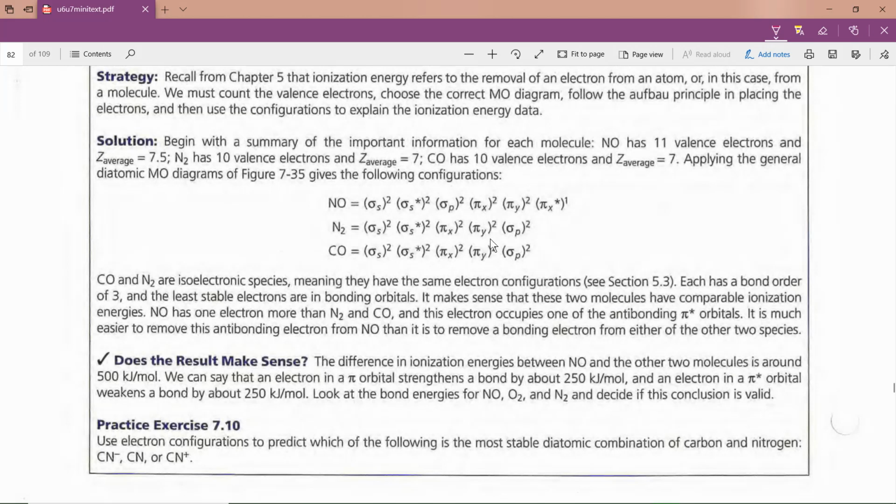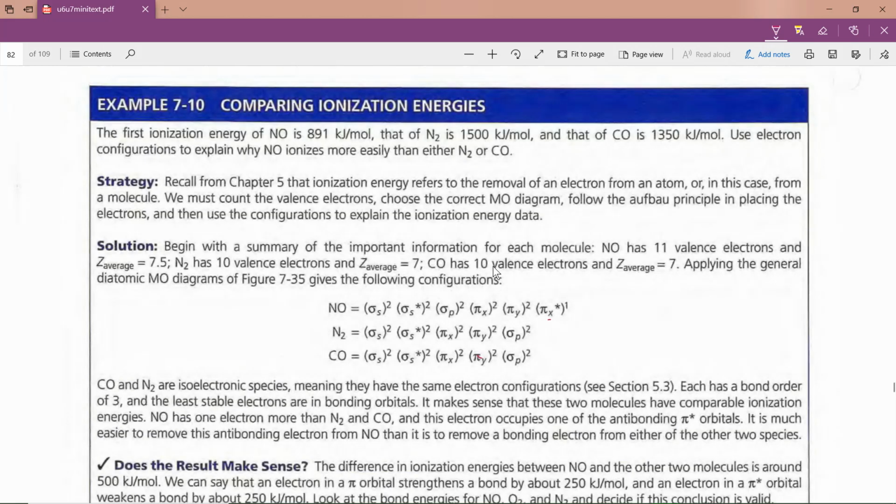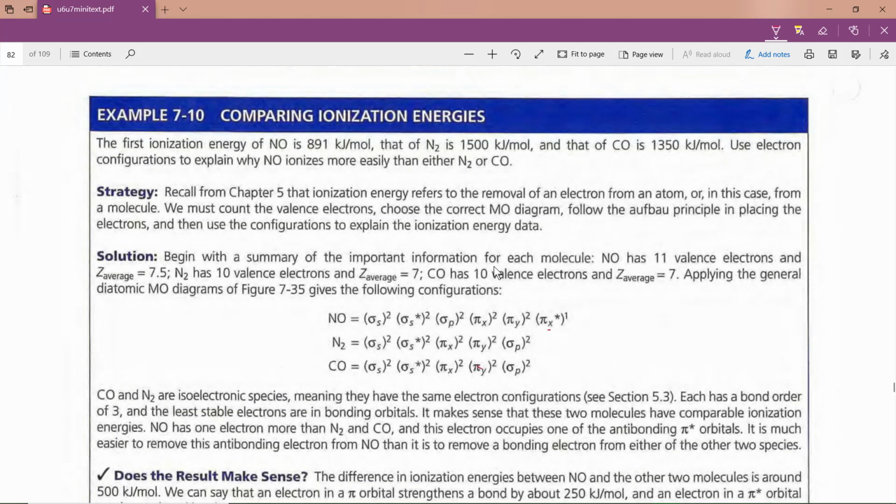So I should fill up the pi and then the sigma p. Yeah, that's right. Same as N2. Good. NO, I'm going to 7.5. I'm going to do the antibonding before the sigma p. Right. Okay. So we see that CO and N2 are actually isoelectronic, aren't they? They both have 14. NO has that one less electron, so it is going to ionize more easily. It's less stable. N2 is a bit more than CO.